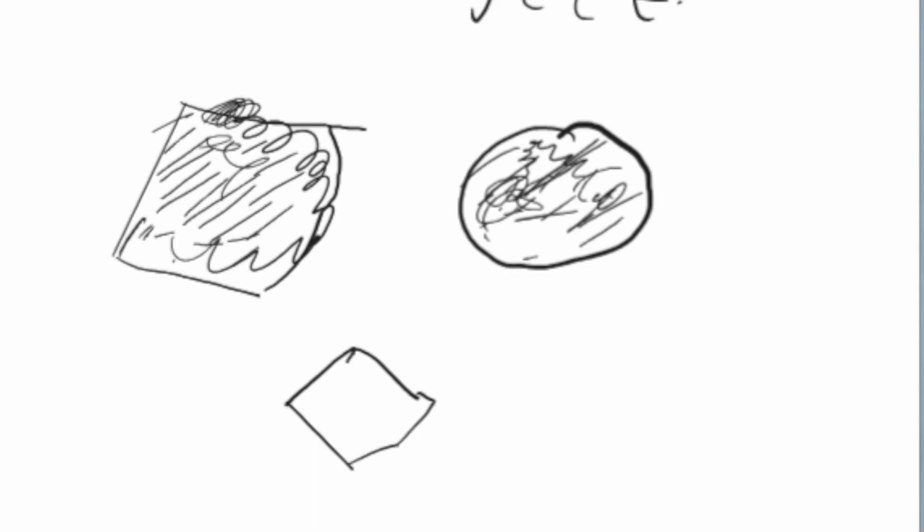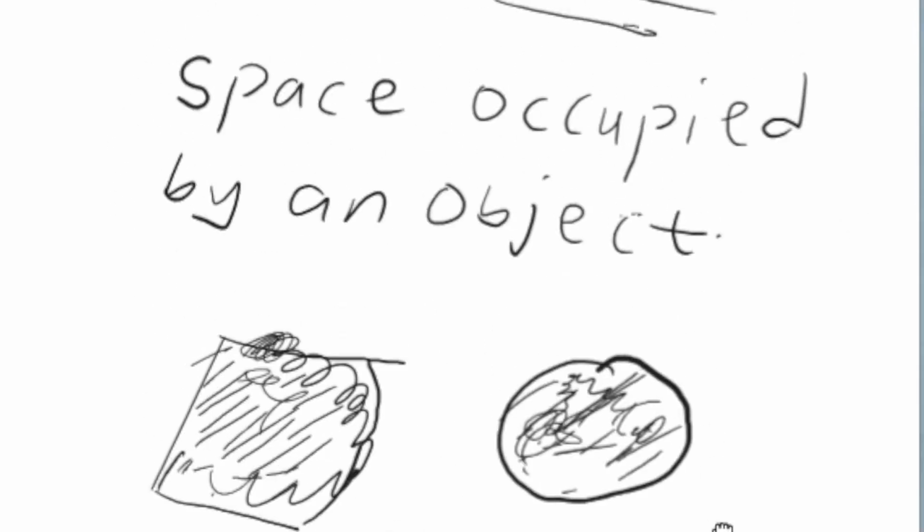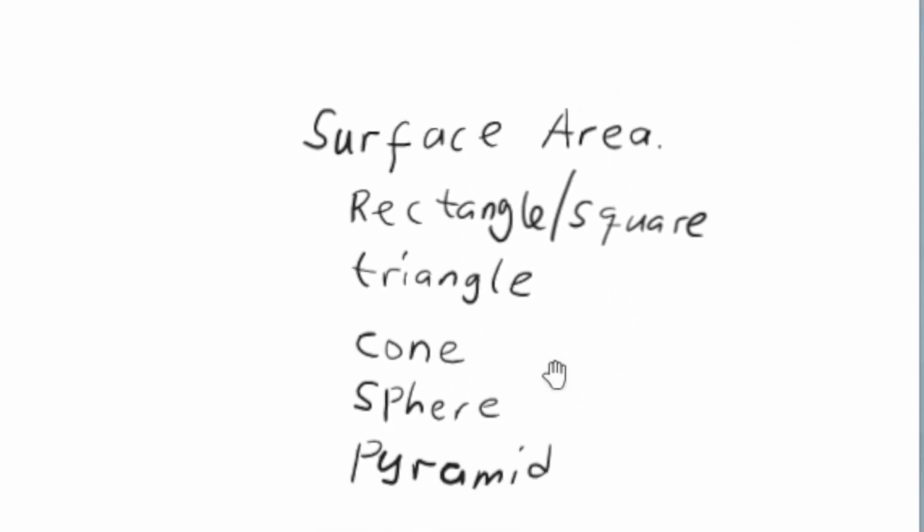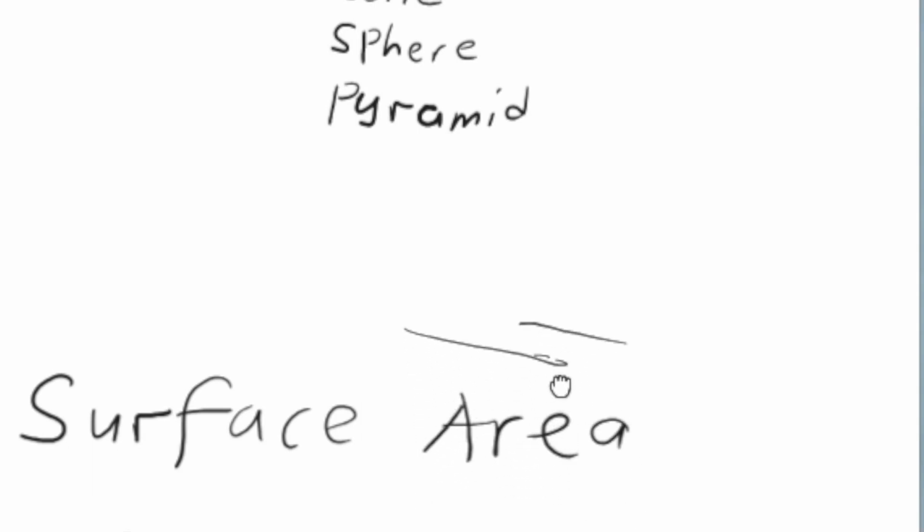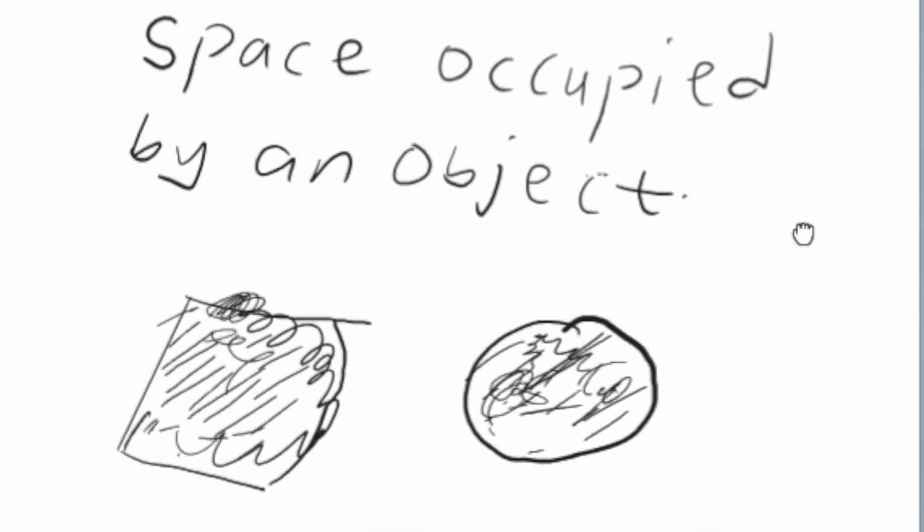If I have this object here, I want to know the area of this object. It is this space that this object occupies. These are just random objects, but if we put a regular object there, we can know. Like I said, we're going to look at the area for a rectangle or square, triangle, cone, sphere, and pyramid. The space that these shapes occupy is the area. And then there is a formula that we will use to do that.